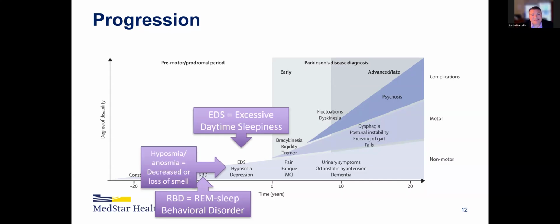Hyposmia or anosmia is the decreased or lost sense of smell. A lot of people say, I had that for like 30 years. I lost it when I had a bad sinus infection, or I used to be a heavy smoker and I lost it with that, or nowadays with COVID, I lost it with that. But guess what? Even though those things may be true, that doesn't mean the Parkinson's also wasn't starting way back then too, right? So just to be aware, that's a big sign.